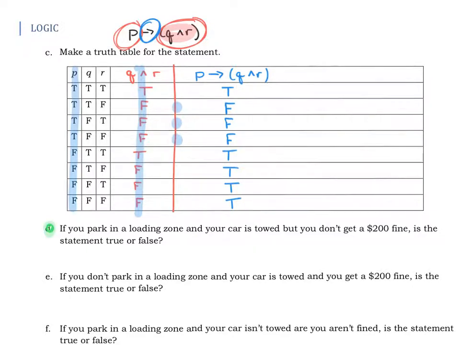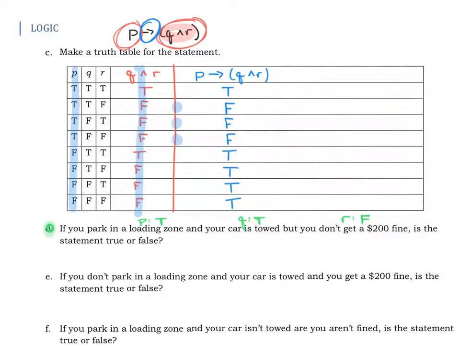If you park in a loading zone, that means that part is true. Your car is towed. That's true. But you don't get a fine. Remember that R was our statement, you get a fine, so our R is false. So you parked in a loading zone, P is true. Your car is towed, Q is true. You don't get a fine. R is defined as you get a fine, so R is false. Is the statement true or false?